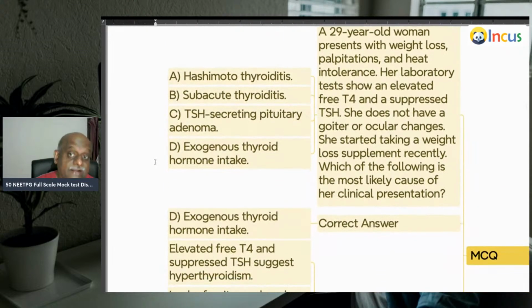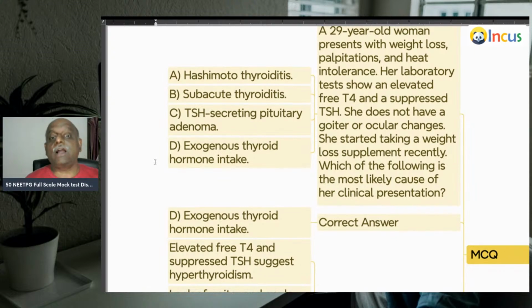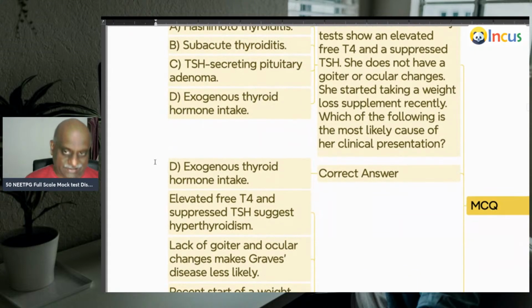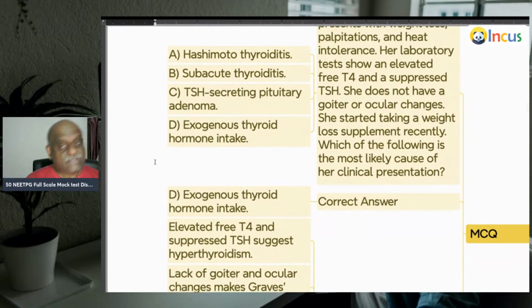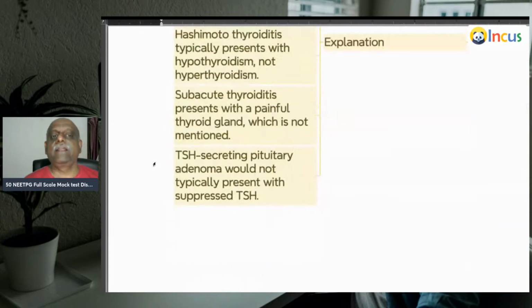A 29-year-old with elevated T4, suppressed TSH, does not have goiter or any ocular changes. That means Graves' disease is ruled out. So what is the underlying cause? She is taking weight loss medications. A lot of times, for weight loss, the so-called quacks give thyroid. That exogenous thyroid hormone intake you should elicit in the history, which can lead to suppressed TSH with elevated T4.